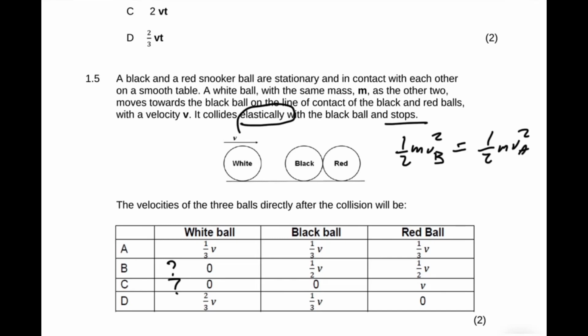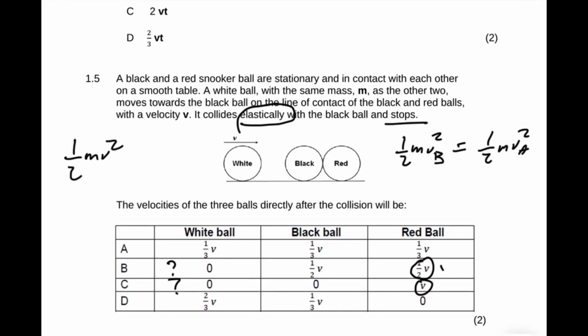So the white ball collides with the black ball, which collides with the red ball, right? And then for the velocities of the red ball, we have a half v here and v. But we know that the white ball was moving at a velocity v, right? So it had a kinetic energy of 1 over 2 mv squared. So we need the red ball to end up with a kinetic energy of 1 over 2 mv squared, right?